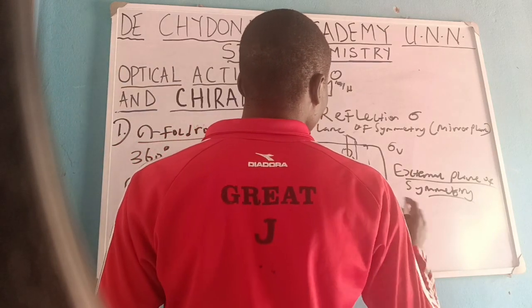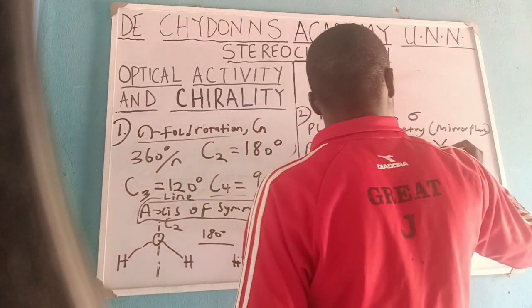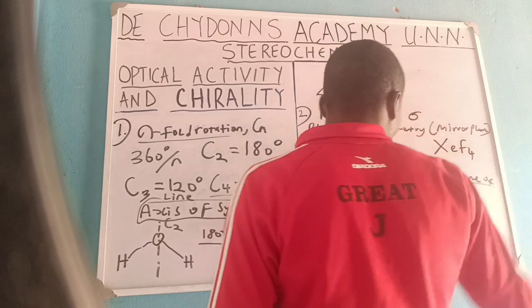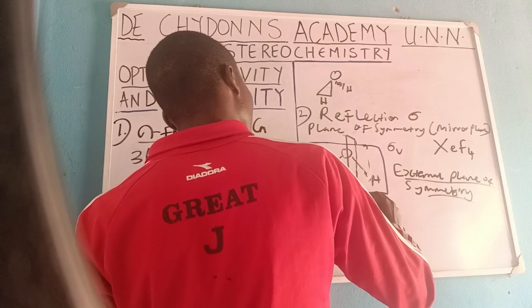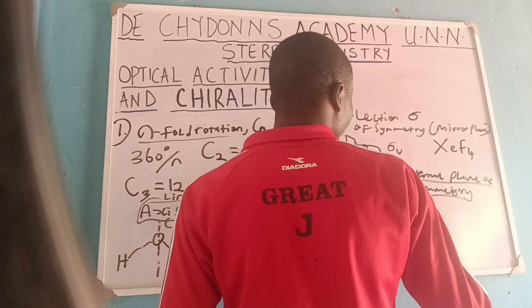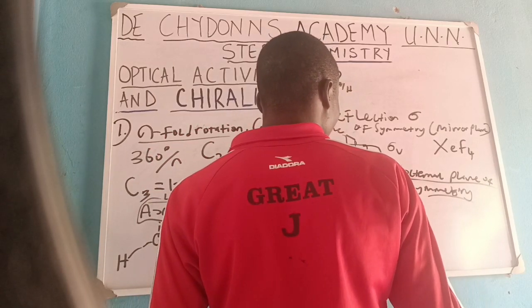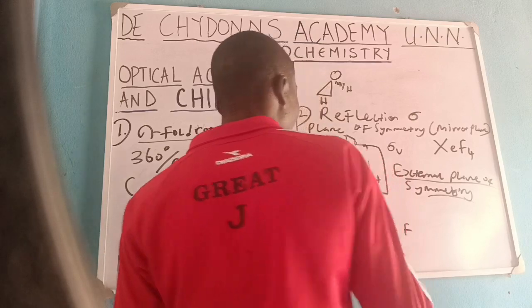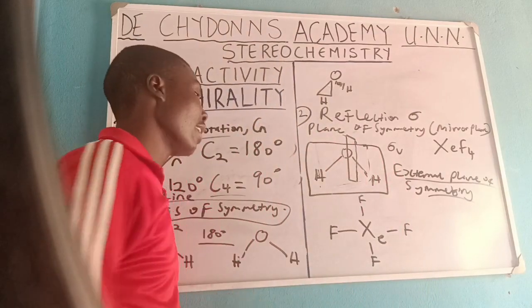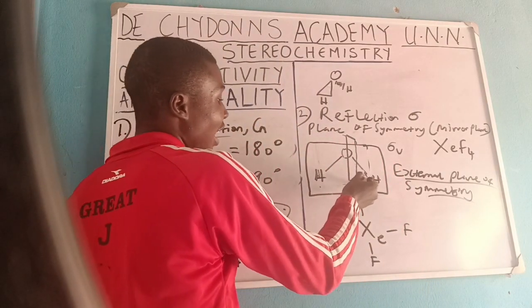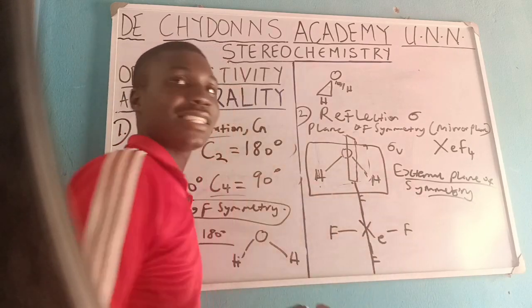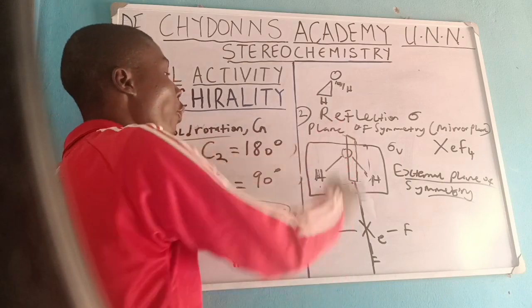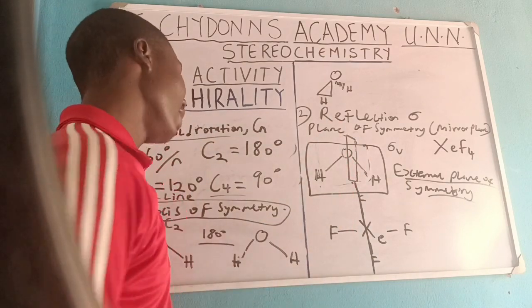Let's look at xenon tetrafluoride. Now xenon tetrafluoride is XeF4. So this is xenon, and then we have a fluorine atom, a fluorine atom, a fluorine atom, and a fluorine atom. Now if we use a plane on this place, this side is a mirror image of this side. So we have one vertical plane of symmetry.